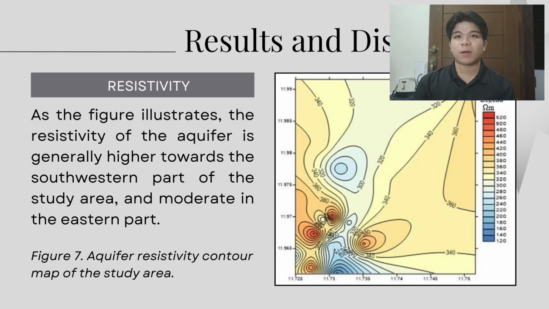in that region. Figure 7 displays the spatial distribution of aquifer resistivity within the study area. Aquifer resistivity is a measure of how much the aquifer material resists the flow of electrical current and is represented using contour lines. The different colors on the map indicate varying values of aquifer resistivity measured in ohm meters. As the figure illustrates, the resistivity of the aquifer is generally higher towards the southwestern part of the study area and moderate in the eastern part.